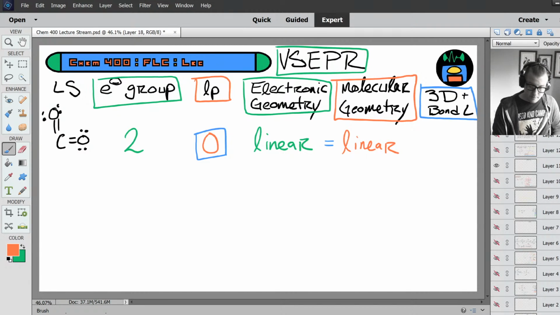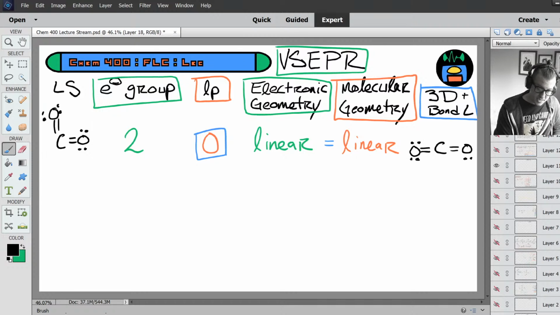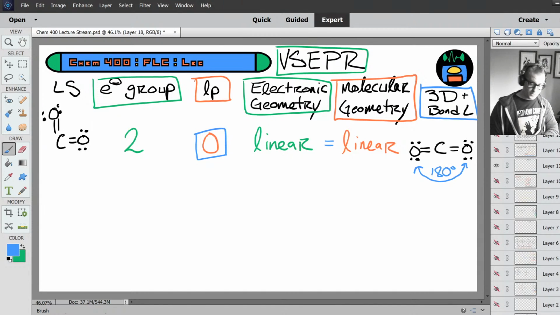That means that the 2 groups we have around our central atom will form a straight line. They get as far away from each other as possible. And our bond angle here is 180 degrees. So this is the 3-dimensional representation of CO2. It's just a straight line. The 3-dimensional representation is actually 2-dimensional in nature, and it has bond angles of 180 degrees.